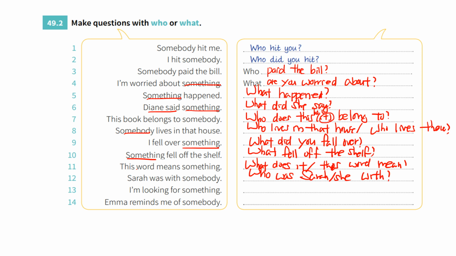I'm looking for something. So something is an object. What are you looking for?